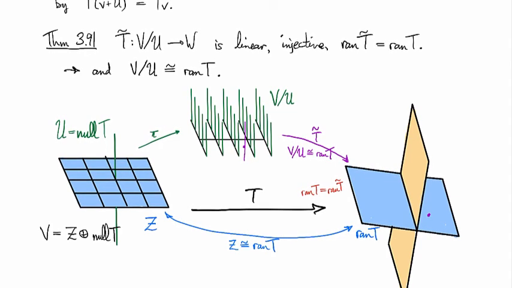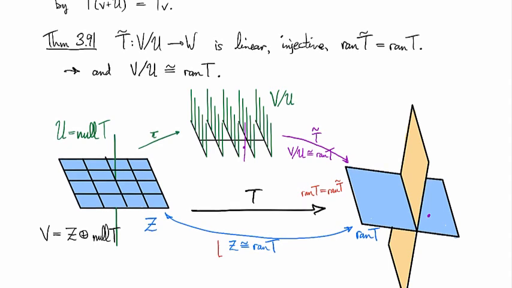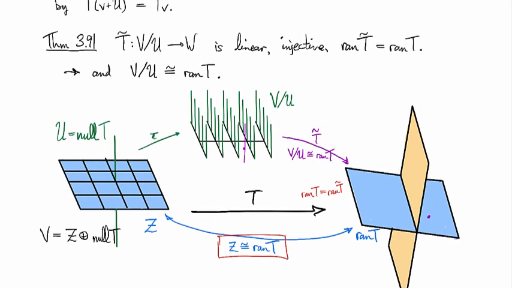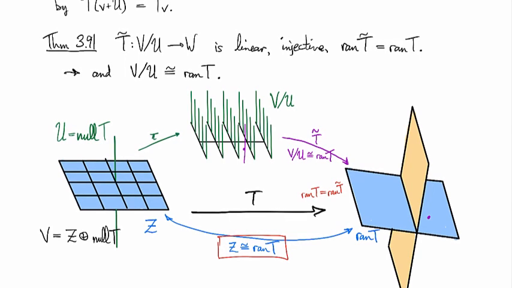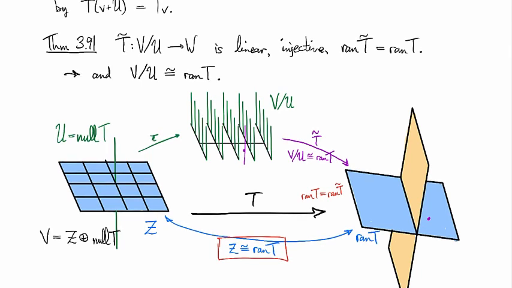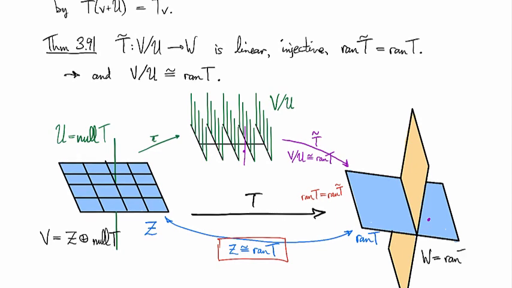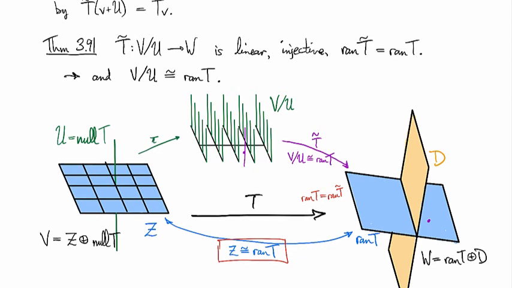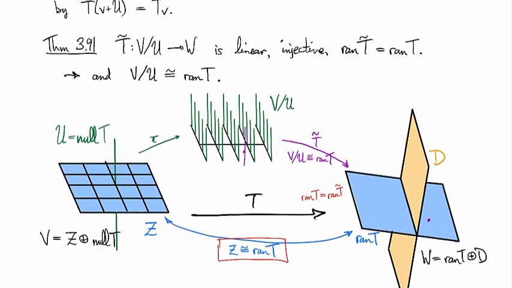Now that last part, this isomorphism here, is not asserted by the theorem. I'm just telling you that on the side. We'll get to that again later when we cycle back to the fundamental theorem yet again. For the meantime, I'll just point out that this space over here on the right looks like the range of T direct sum D, where D is some mysterious object to be revealed in chapter 3F.